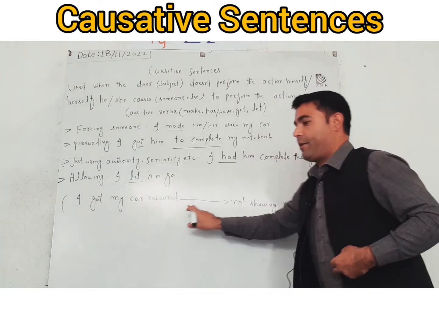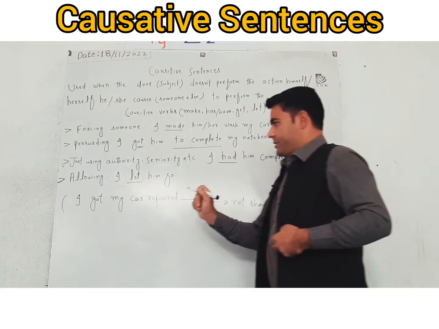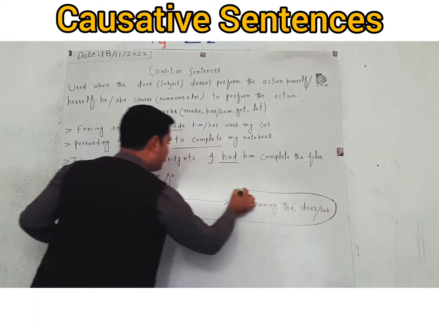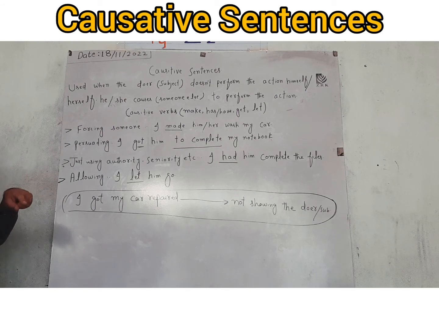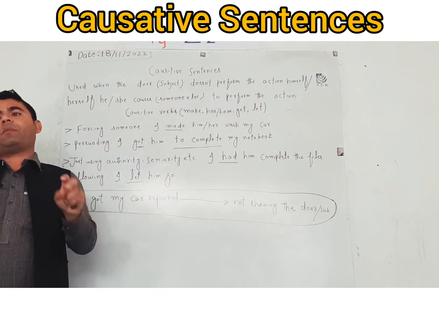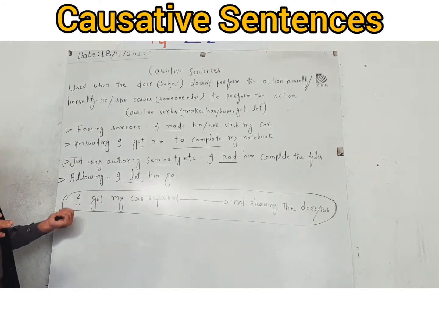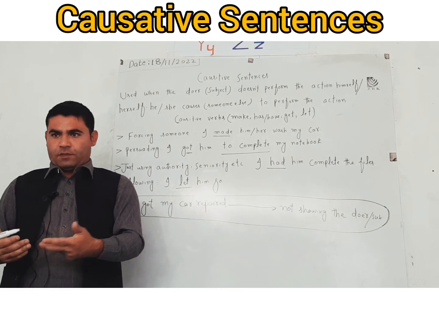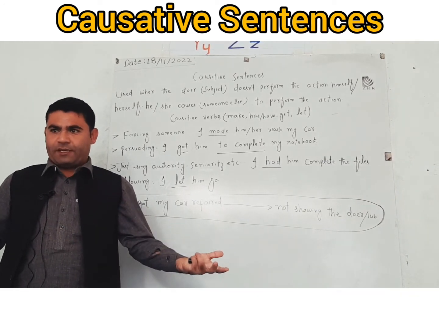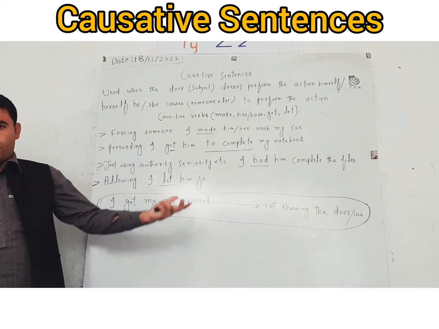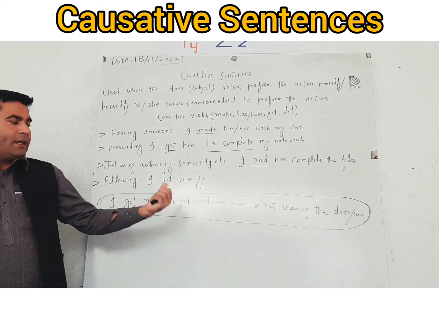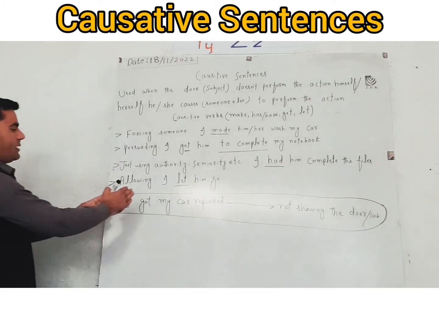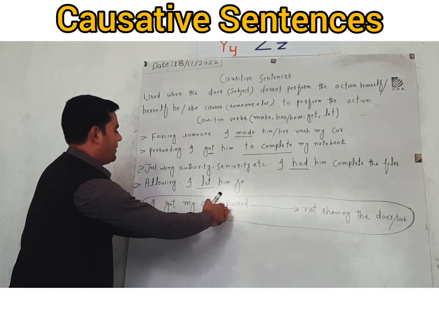Last one: I got my car repaired. A little bit difficult, but we can talk about it. You don't want to show the doer, who did it. You just want to talk about the action that you wanted to perform and you performed. Just that. For example, I got my car repaired. You are not showing the person who repaired it. Obviously there is no need, because we know it would have been repaired by the mechanic. But we are just concerned about telling other people that I got my car repaired.